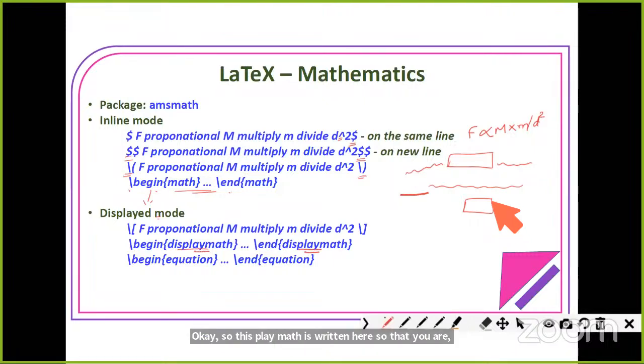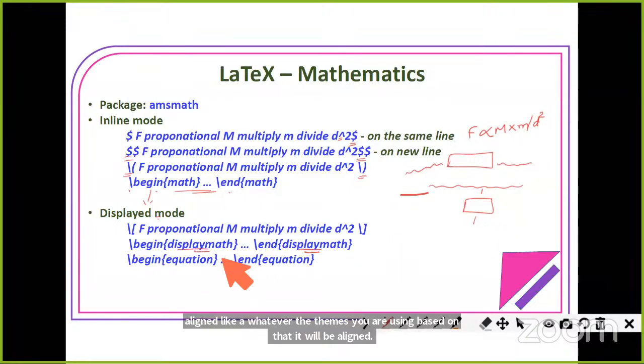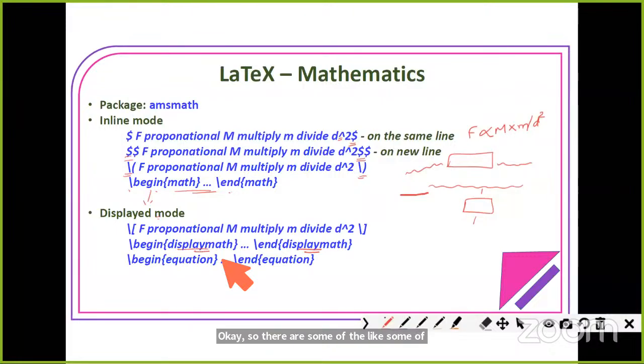So your mathematical equations and symbols will be in separate paragraphs like this. There will be space above and below the lines, and they will be aligned based on the theme you are using. There are two methods of making a display mode. One is display math, another one is the equation environment. By using begin and end of the equation environment, you can have that display mode.